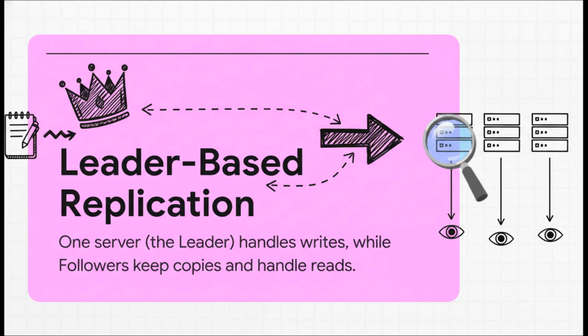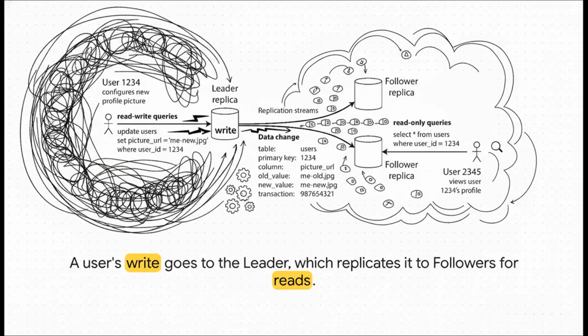The idea is actually pretty straightforward. You've got one server that gets crowned the leader. It's the single source of truth, and it's the only one that can handle any changes to the data, what we call writes. All the other servers are followers. Their job is simple. Just keep an up-to-date copy of whatever the leader has and handle all the requests to just view the data, or the reads.